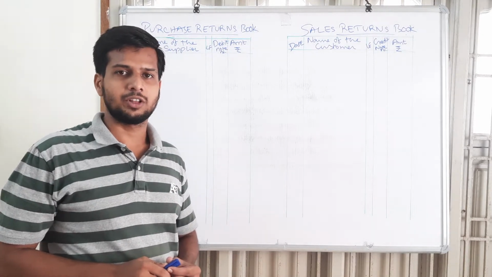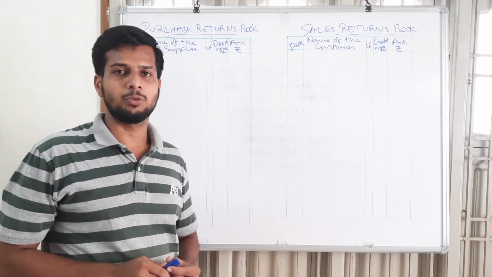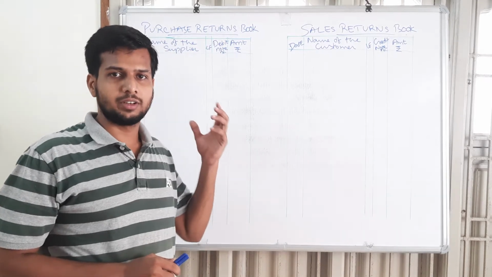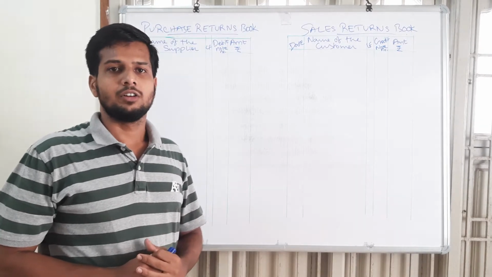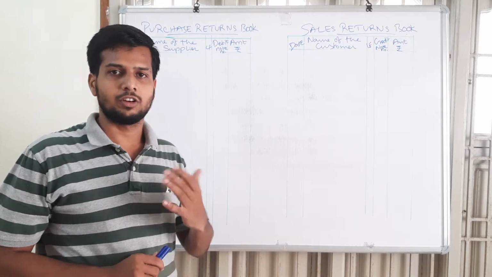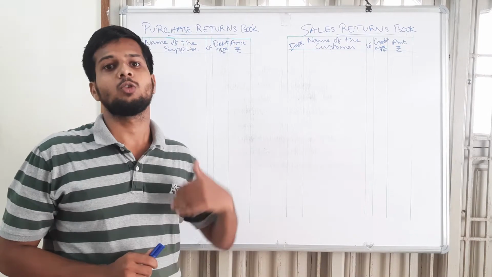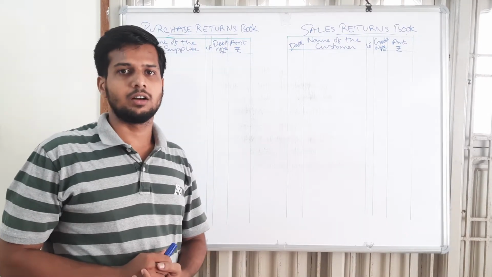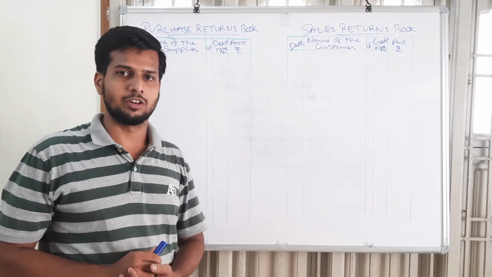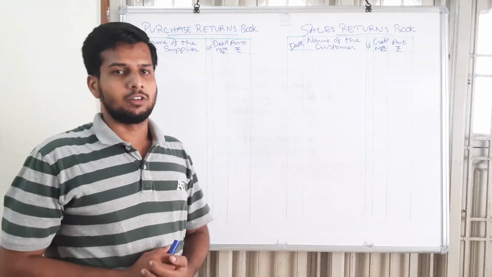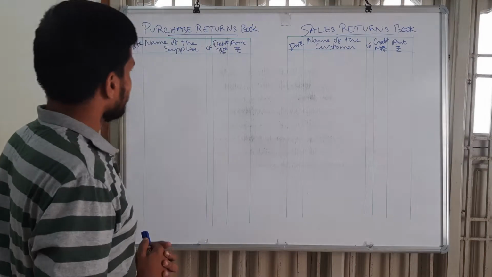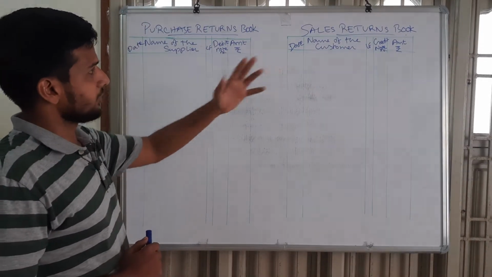And in today's class, we are going to learn how to prepare the purchase returns book and sales returns subsidiary books. Purchase returns book is also known as returns outwards book, and sales returns book is also known as returns inwards book. This is the format for the preparation of the purchase returns book and the sales returns book.